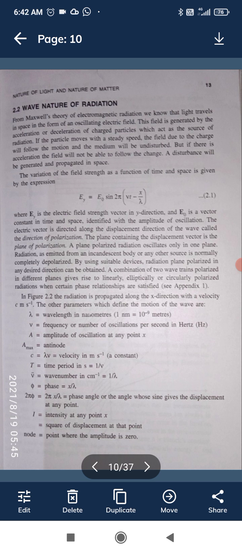By using suitable devices, radiation plane polarized in air can be obtained. A combination of two wave trains polarized in different planes gives rise to linearly, elliptically or circularly polarized radiations when certain phase relationships are satisfied. Some symbols are given below, which can be used for further explanation. This is the wave nature of light. Here it is clearly given how this wave transits from one point to another.